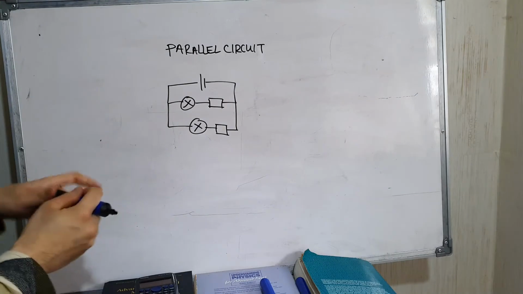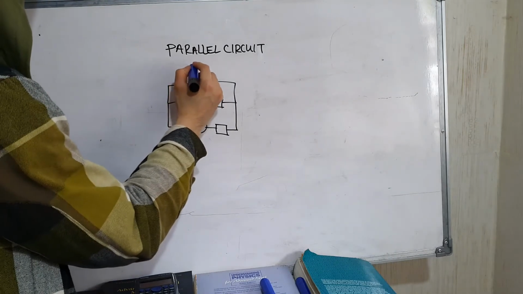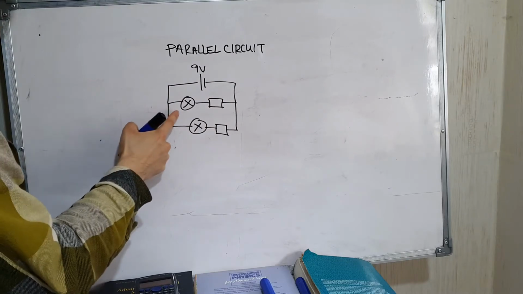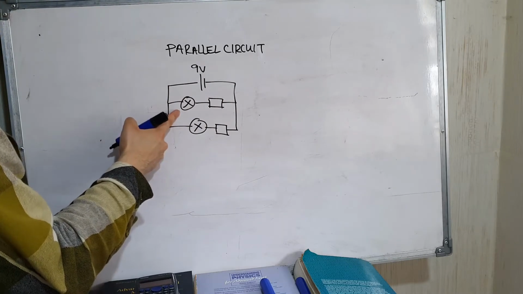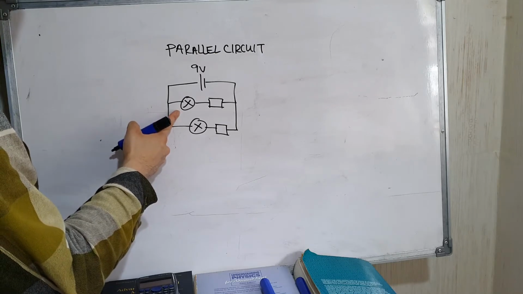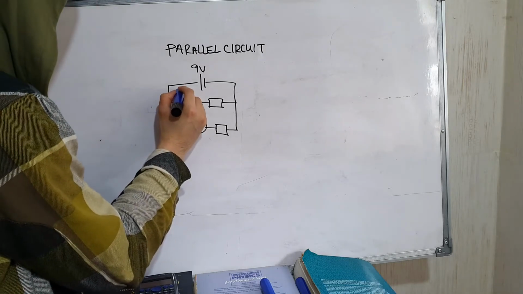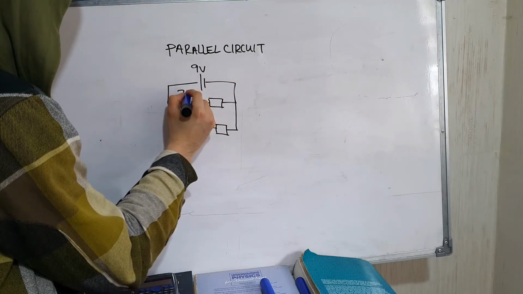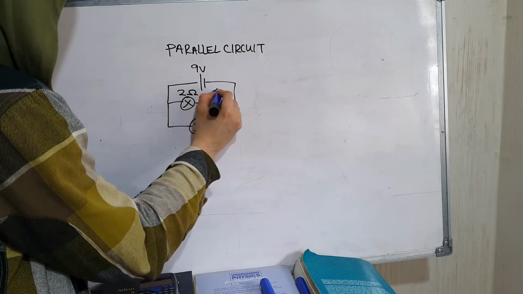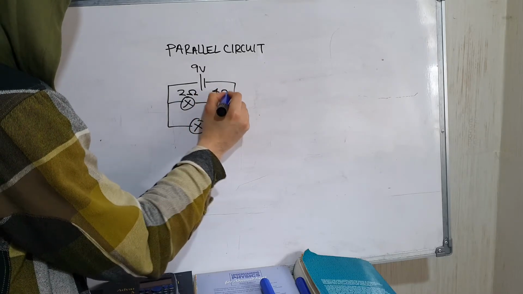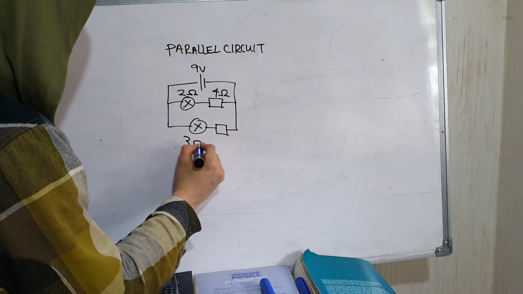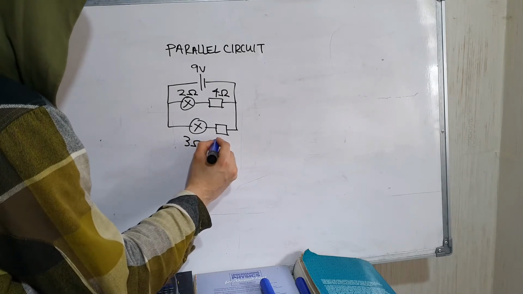All right, so let's just write down. Let's just say here you've got 9 volts again. And let's just say that the bulb now has a resistance of 2, let's just say this is 2 ohms. And this one is 4 ohms. This one here is, let's just say, 3 ohms. And this one here is 3 ohms.